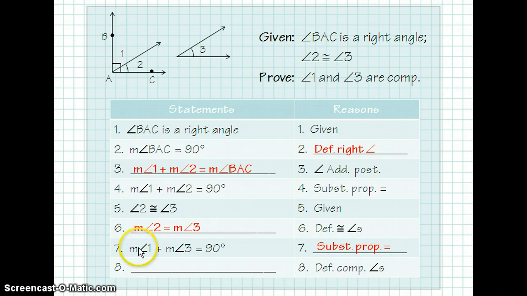And then finally, whatever it is I'm trying to prove goes down here as the definition of complementary angles, because the two angles add up to 90 degrees.